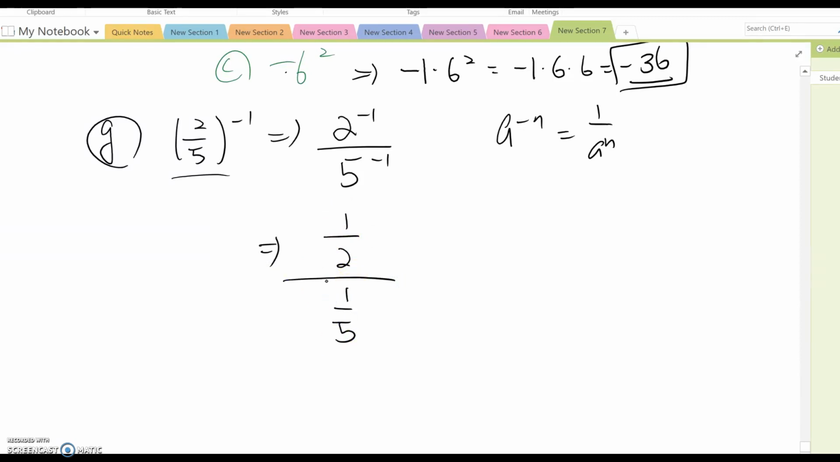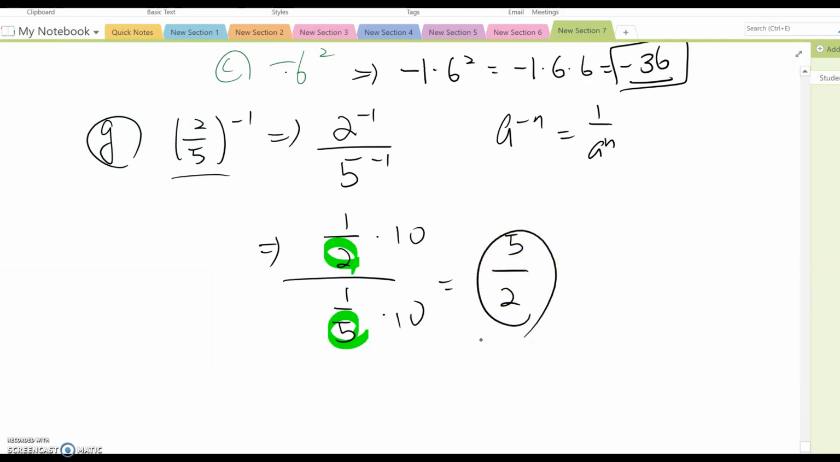Last time we talked about complex fractions, so in this case, what do we do? Yes, you multiply the numerator and denominator by the common denominator, which is 10. So you multiply 10 on both sides, then it's going to be 5 over 2 here. Okay, then look from here to here. Can you think of a slightly easier way to get 2 over 5 to the negative 1 power equal to 5 over 2?